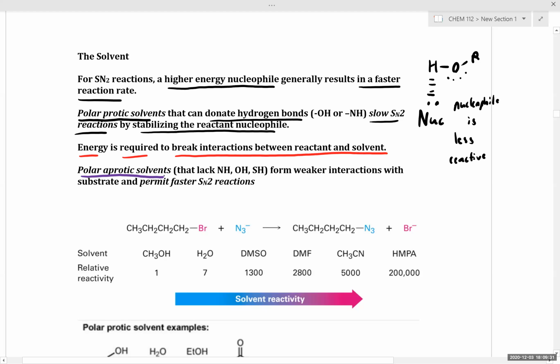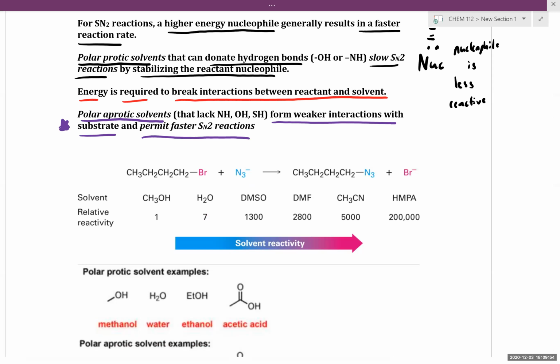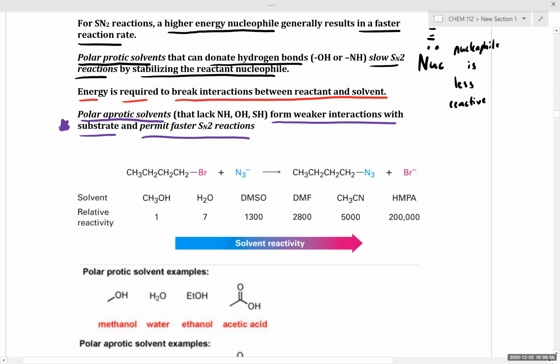Comparatively, polar aprotic solvents form weaker interactions with our substrate nucleophile and permit faster SN2 reactions. So that's why SN2 reactions are typically run in polar aprotic solvents, so you don't end up reducing the reactivity of your nucleophile. So as we can see, we have some relative reaction rates for a substitution reaction in different solvents. Does everyone notice how our protic solvents have a substantially slower reaction rate?